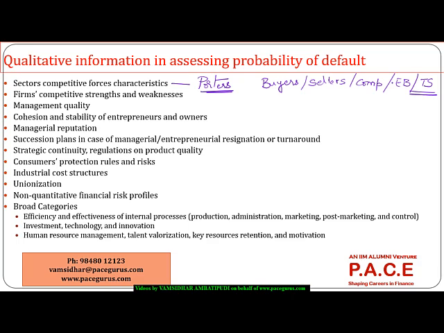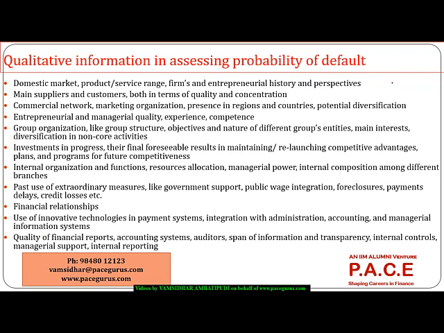So you can look at various efficiency and effectiveness related issues. You look at right from administration, marketing, post-marketing, control, investment, technology, innovation. You can very well look at the qualitative dimension from all these aspects, which could again become different kinds of drivers for assessing the probability of default.